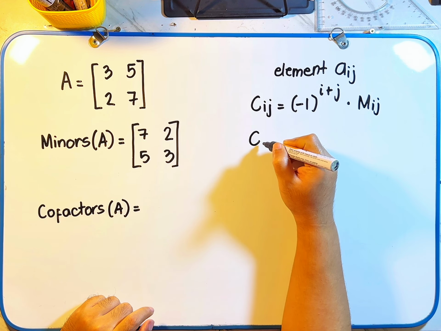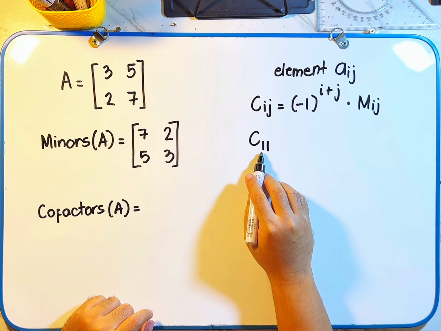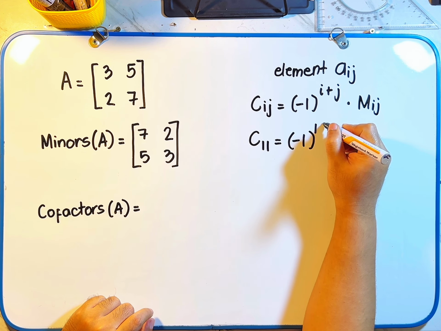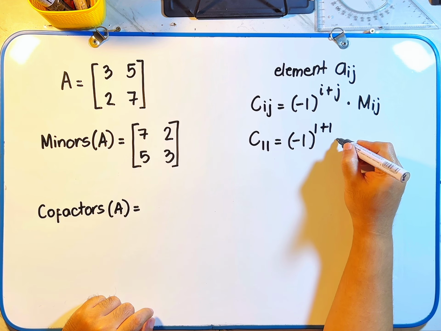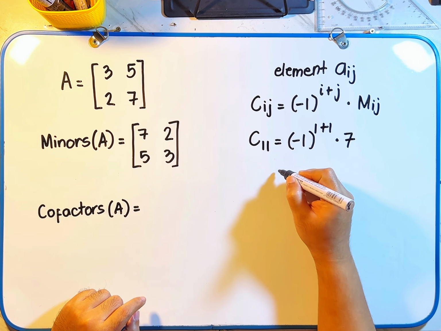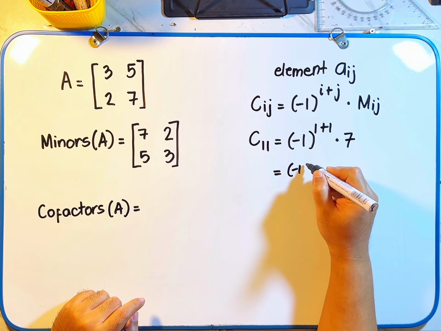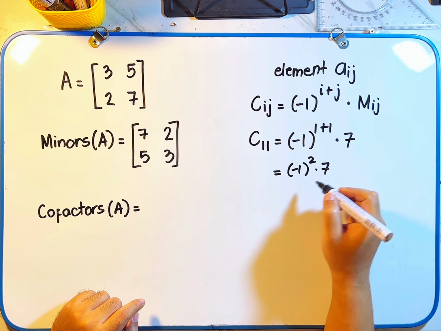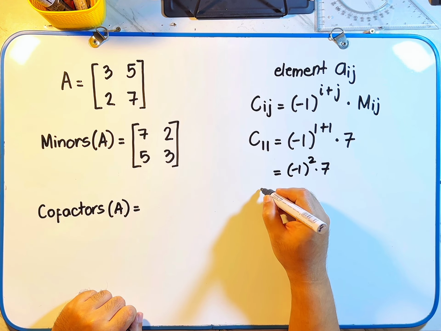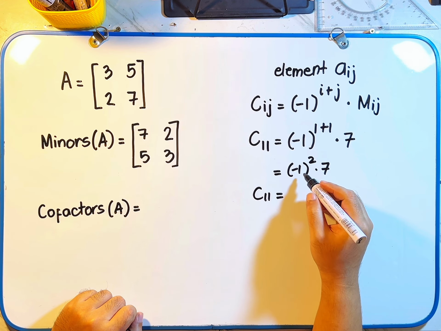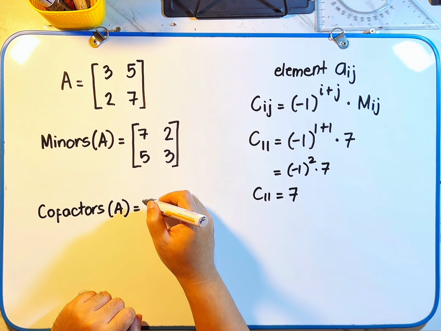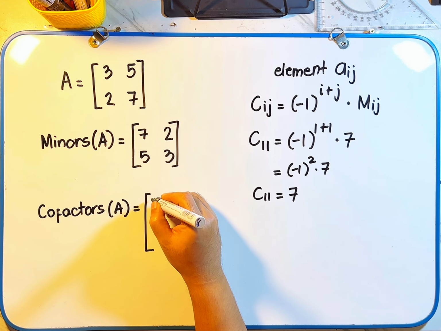For example, this term right here, this is the element in the first row, first column. So the cofactor in the first row, first column, it means i is equal to 1, j is equal to 1. This is equal to -1 raised to 1 plus 1, i and j are both 1, times the minor, that is 7. Okay? And as we know, 1 plus 1 is equal to 2, -1 squared times 7. And -1 squared is +1. If you raise it to an even number, it should be positive. So C11 is equal to 7. Therefore, we have 7 right here.